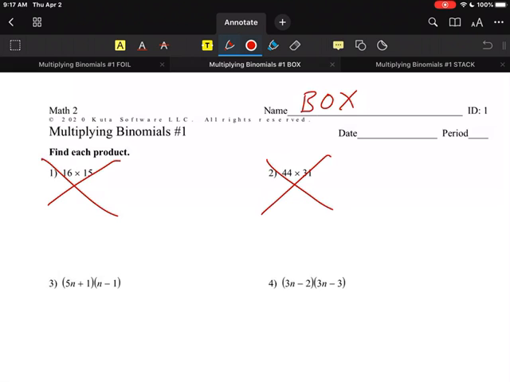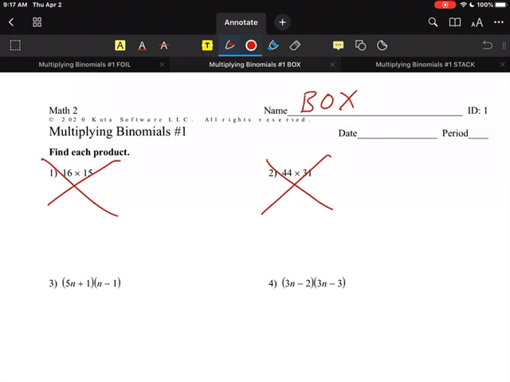All three versions, the FOIL, box, and stack, they're different. They all get you the same answer. There are different ways of doing these things, so you can pick. Okay, it doesn't matter to me. I just wanted to give you different ways of doing these things.